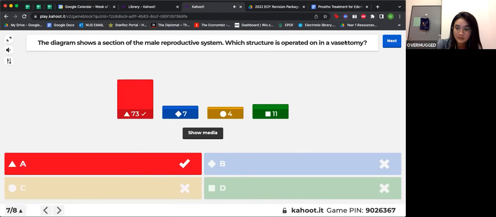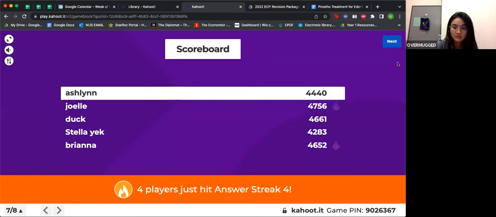A vasectomy is a permanent method of birth control where you cut and tie the sperm ducts. All you have to do is figure out which of the structures is the sperm ducts, and it will be the tube that's connected to your testes. So that will be option A. Okay, last question, let's go.